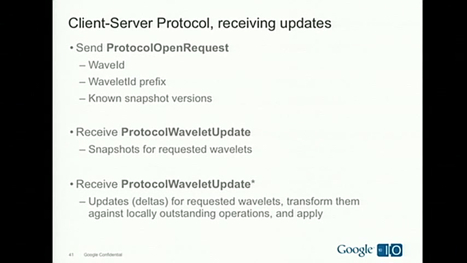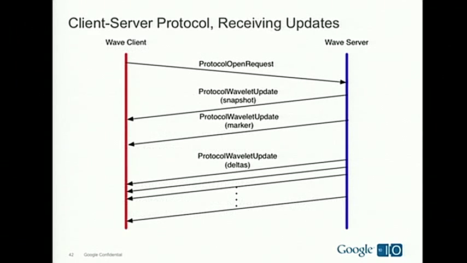And then beyond that, it receives updates, deltas, for any changes to those wavelets subsequent to the request, to the snapshot. So to do a little bit of a timeline view, you send a protocol open request, you receive a snapshot back, you receive a marker indicating the snapshots are done, and then you receive a series of deltas with changes.